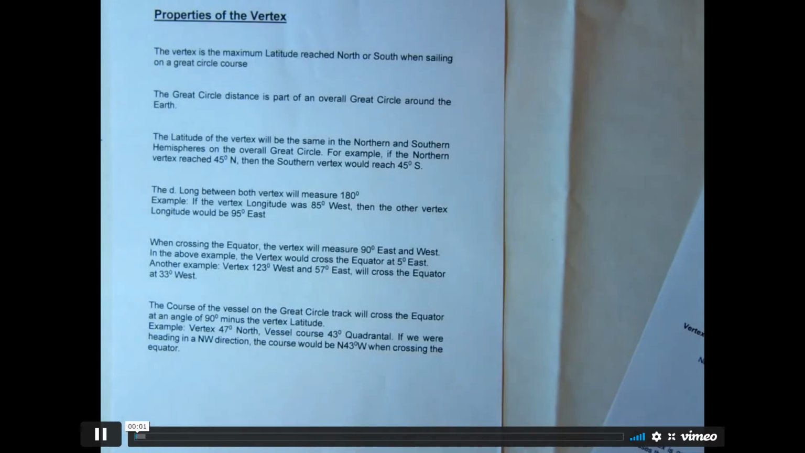We'll have a look at the properties of a vertex. So a vertex is the maximum latitude reached, north or south, when sailing on a great circle course. The great circle distance is part of an overall great circle, and of course the vertex can appear before your initial position, after your final position, or actually between your two positions.